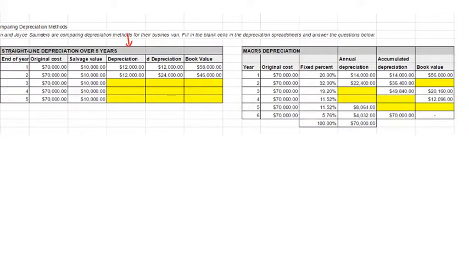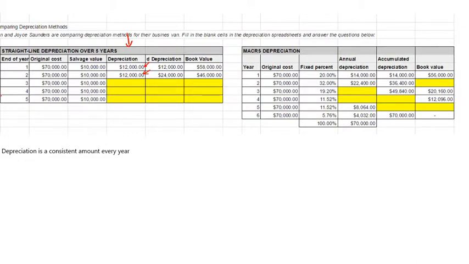So remember, straight line depreciation means that there's going to be a linear or a constant loss of value over time. So in the first year, we depreciate by $12,000. In the second year, we depreciate by $12,000 again. So remember that for straight line depreciation, our depreciation is consistent over the years.